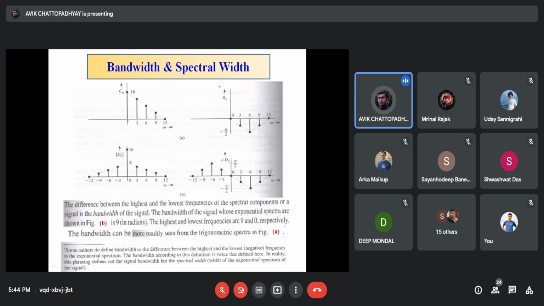Now the point is, if this type of representation is given, that means the spectrum that you get from the exponential form of representation, then what will you say? Now the problem here is, which one will you call the lowest frequency component? The highest frequency component is okay, 9, as far as this example is concerned. But what is the lowest?